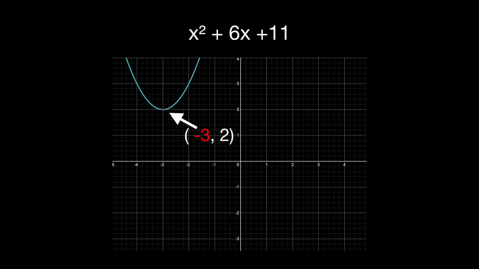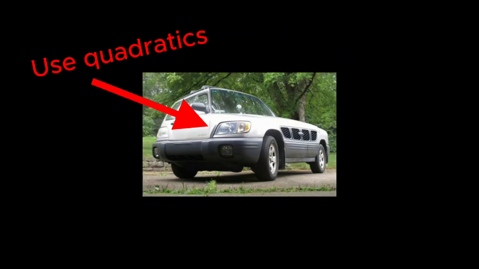Nice. Another thing is that the x value of the turning point is always the line of symmetry for a quadratic curve. A parabola has only one line of symmetry, and that is this line. Now here is where things get interesting. Believe it or not, your car's headlights use quadratics.